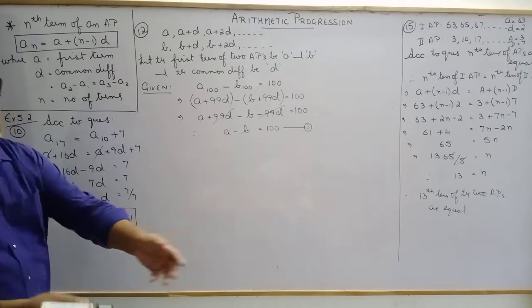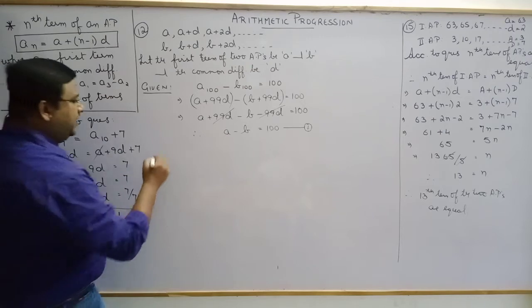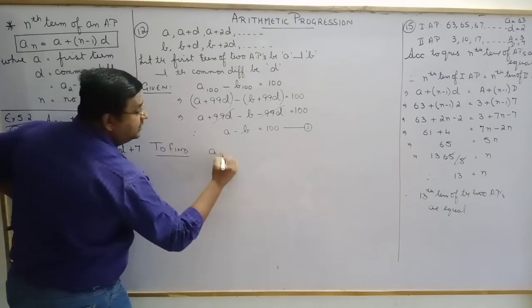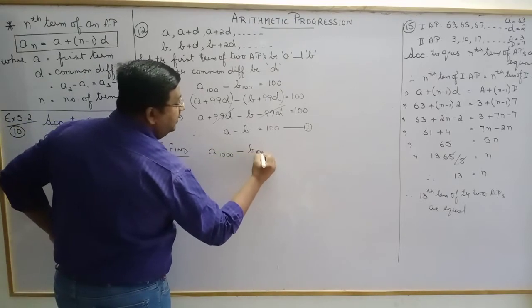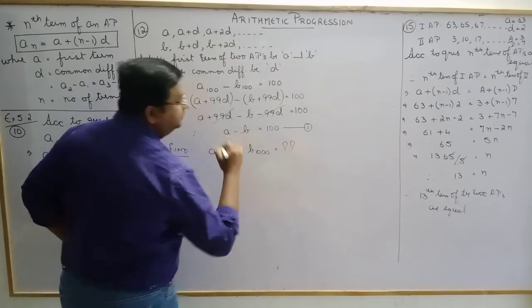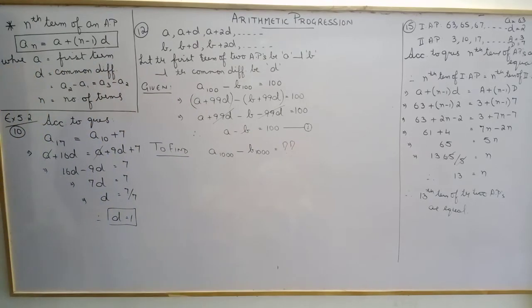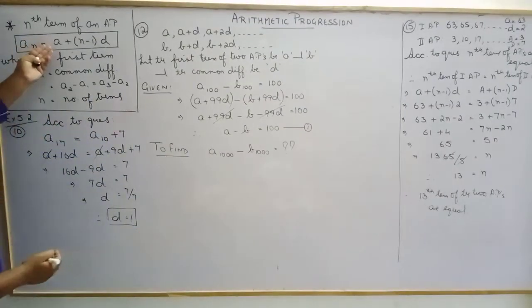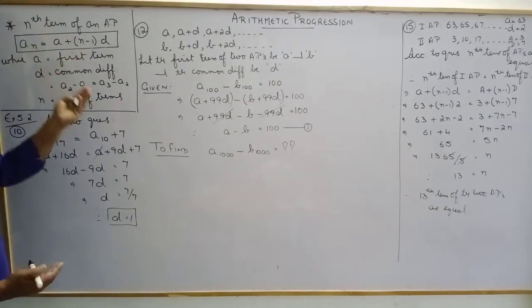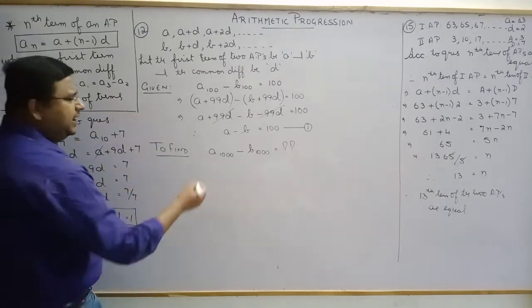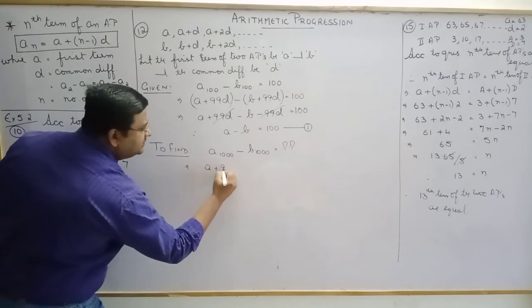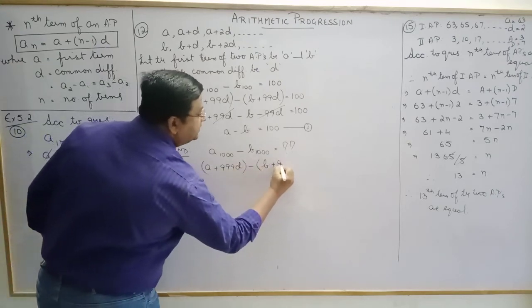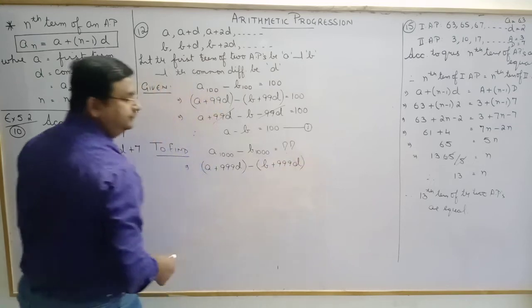Isn't it? What does he tell us to find? He tells us to find the difference between their 1000th term. A1000 minus B1000 he wants us to find. So how do we write the 1000th term? Here it is. A plus 999D. We have used it again and again. Same formula. A plus 999D minus B1000, B plus 999D.